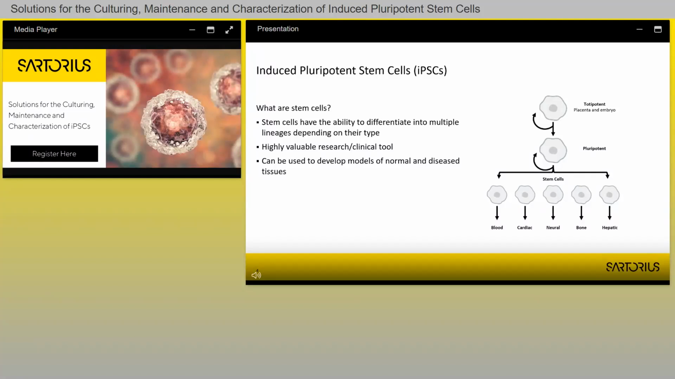So starting with a totipotent cell type, we have those cells that can produce all the cells in the body, including placenta and embryo. And moving down from that, we have pluripotent cells, which are what our iPSCs are categorized into. And they can produce all of the somatic cells of the human body and also produce themselves as well. So you can look at blood, cardiac, tissue, neural, bone, hepatic as some examples. They can be derived from induced pluripotent stem cells.